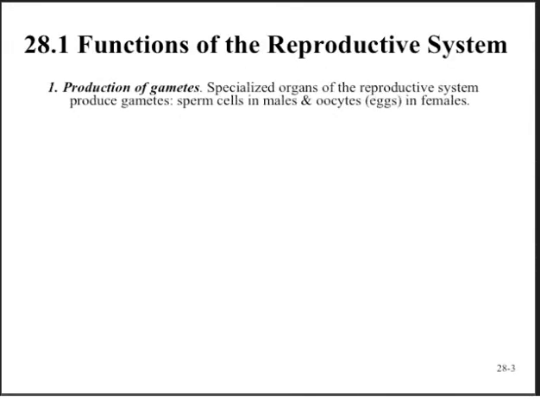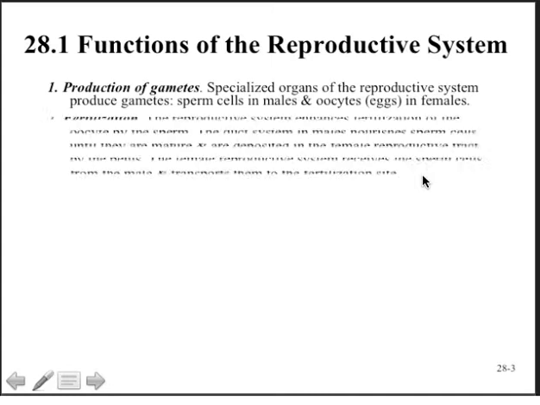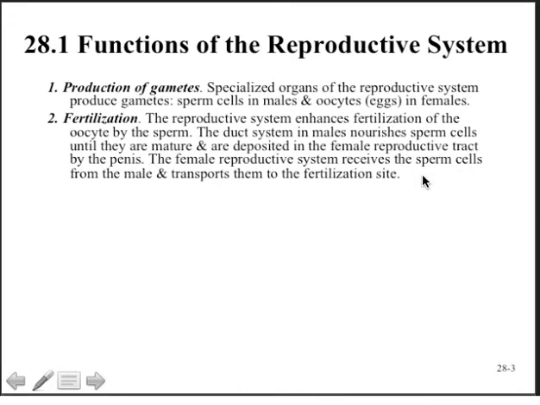So, what is the purpose of the reproductive system? It's obviously to perpetuate the species. The gametes are the specialized cells that come together in the act of fertilization to produce a new individual. There are specialized organs in the reproductive system that generate the gametes: the testes, which produce the sperm cells in the male, and the ovaries, which produce the egg in the female.